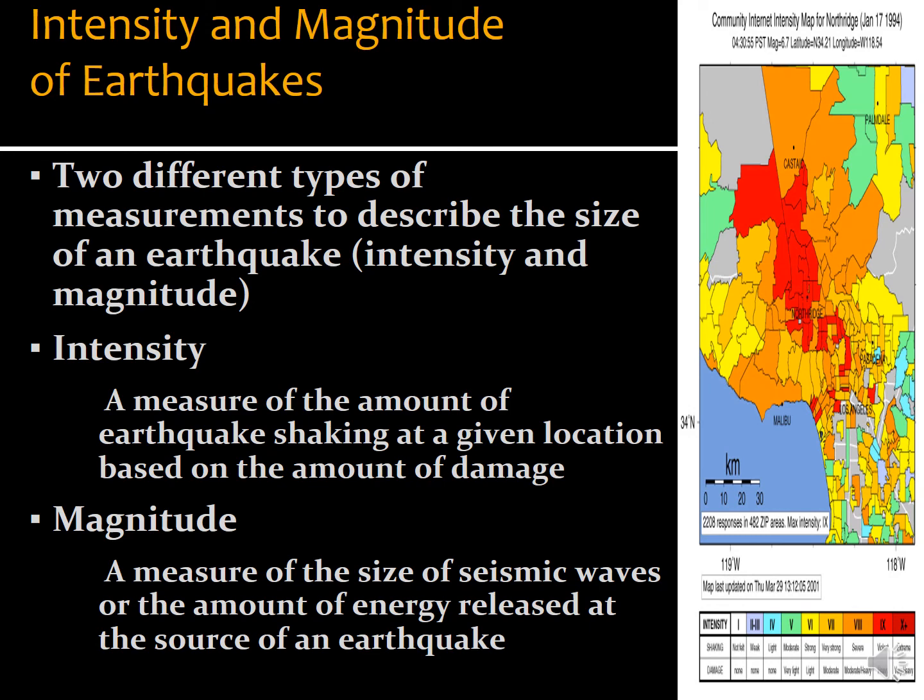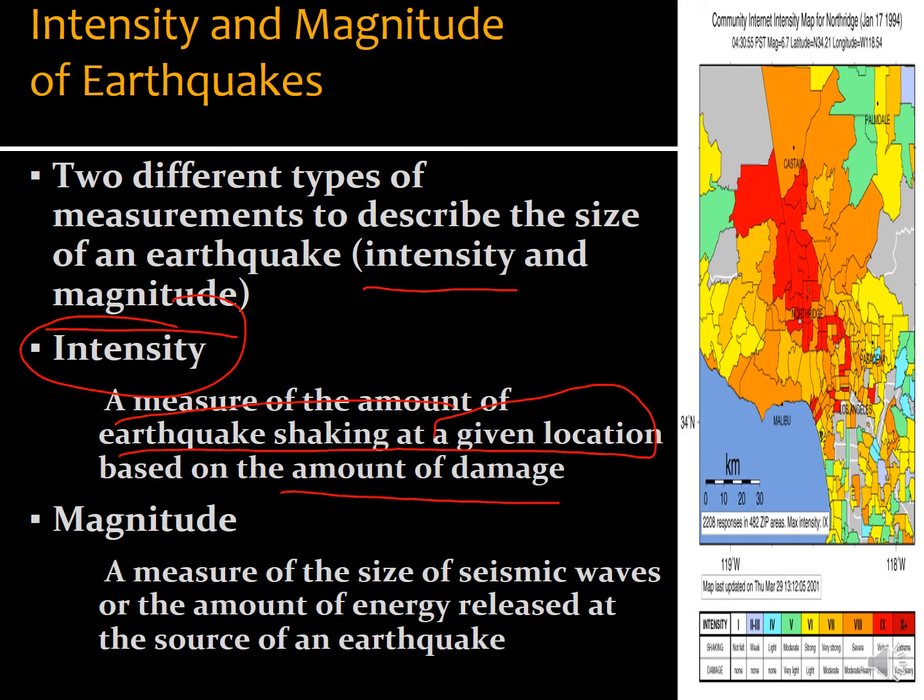So for the intensity and magnitude of earthquakes, we have two different types of measurements. We measure by intensity and magnitude. Well, what is the difference? Intensity is the measure of the amount of shaking of the earthquake at a given location and is based on the amount of damage. Okay? Magnitude is the size of the seismic waves, the energy that is released.